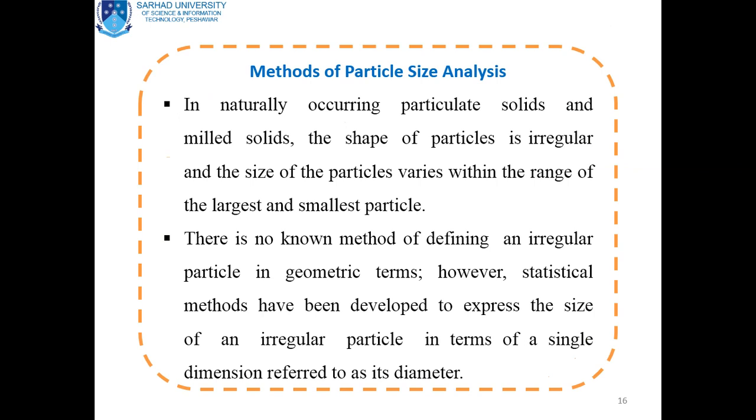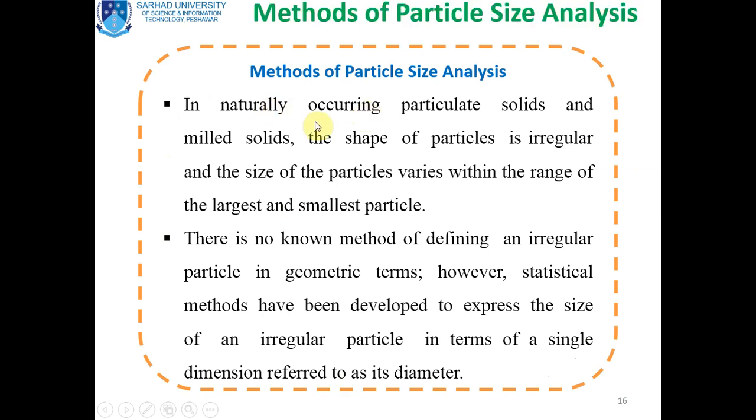Now, in this part of the lecture, we will focus on the methods of particle size analysis. In naturally occurring particulate solids, the shape of the particles is irregular. There is no proper shaping of the particles, and the size varies between the largest and the smallest particle. There is no known method of defining an irregular particle in geometric form because the shape is irregular. However, statistical methods have been developed to express the size of an irregular particle.